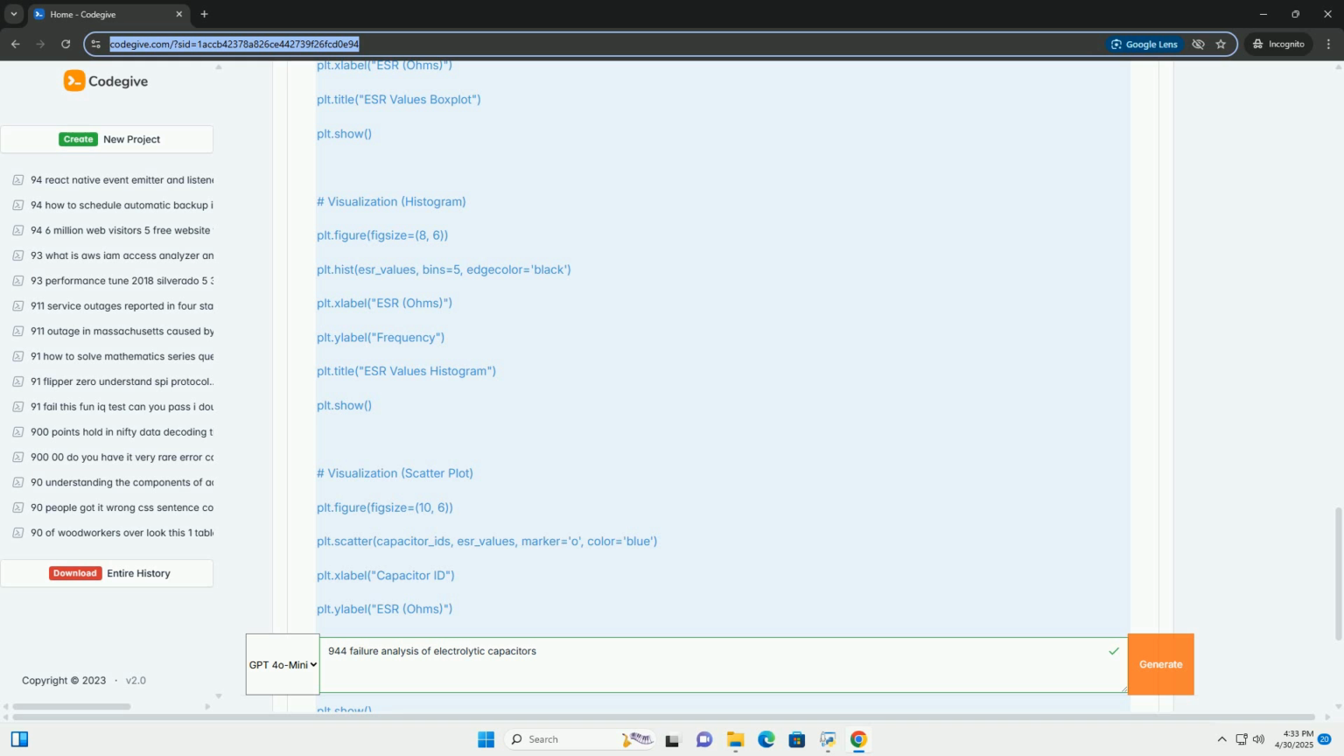3. Identifying failed electrolytic capacitors: symptoms and testing. Identifying faulty electrolytic capacitors requires a combination of visual inspection and electrical testing. 1. Visual inspection. Bulging: look for bulging or swelling of the capacitor case, especially at the top or bottom.